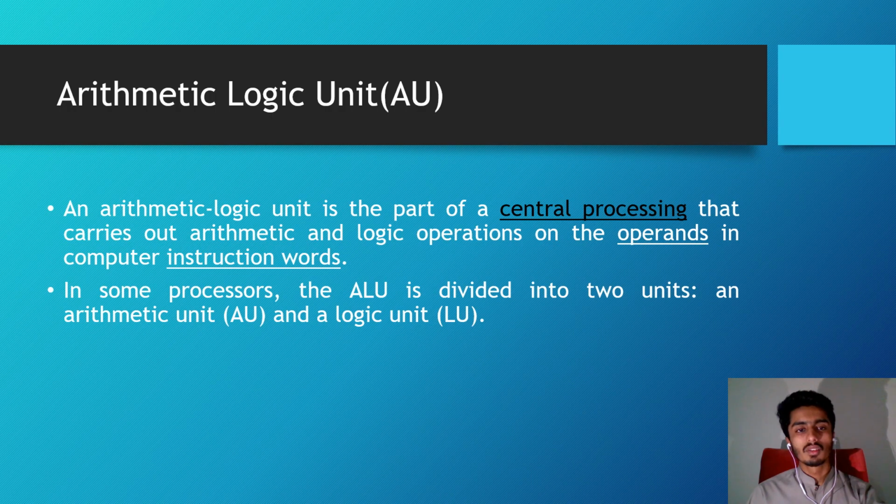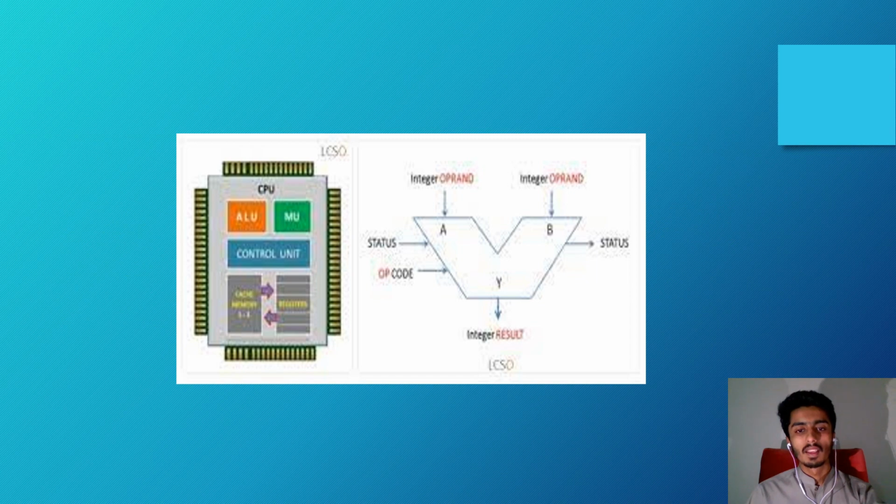Next is arithmetic logic unit. What is arithmetic logic unit? An arithmetic logic unit is the part of a central processing unit that carries out arithmetic and logic operations on the operands in computer instruction words. In some processors, the ALU is divided into two units, an arithmetic unit and a logic unit. Here we can see the ALU of the CPU and how it is related to the CPU.